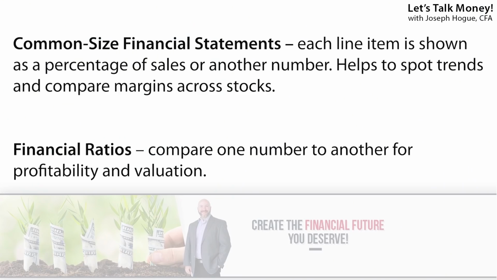Now we'll use 2 techniques for analyzing the income statement here: common size analysis and the income statement ratios. Now common size analysis is just taking each line as a percentage of sales. For example, how much of a company's sales is it spending on R&D, that research and development, or how much in operating profit is it making? Now, the income statement ratios are just one number divided by another, and this is going to give us some great insight into profitability and valuation.